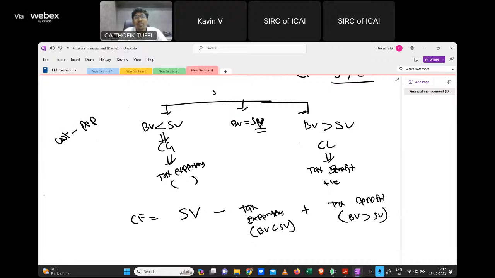If it is WDV, then WDV. If it is SLM, then SLM. So what is the book value? If book value is directly given in the question, directly take it. If it is not given, prepare a depreciation schedule. What is the WDV? Okay, book value is equal to WDV. WDV, what is WDV? Cost minus depreciation is the WDV. Okay, so this is one adjustment.